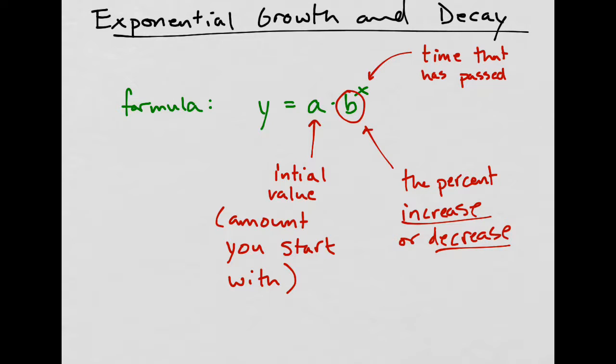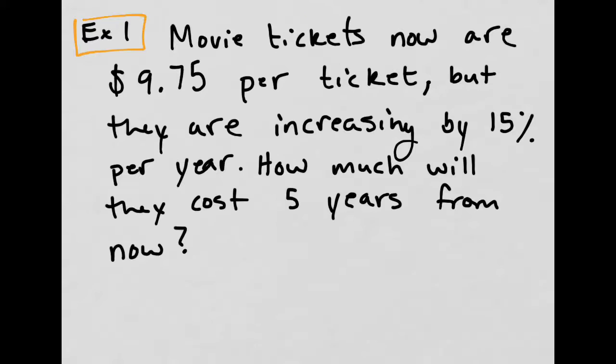So let's take a look at a problem. Movie tickets are now $9.75 per ticket, but they are increasing by 15% per year. Increasing is a key word, maybe underline that. How much will they cost in 5 years?